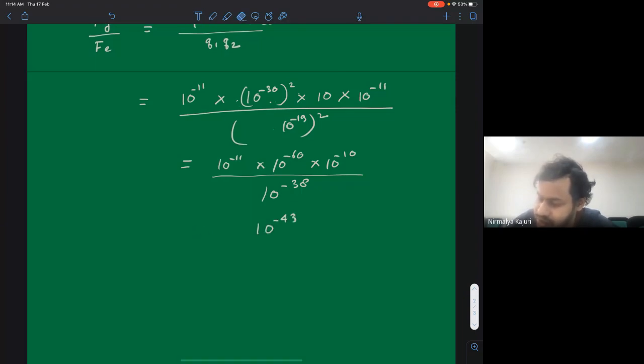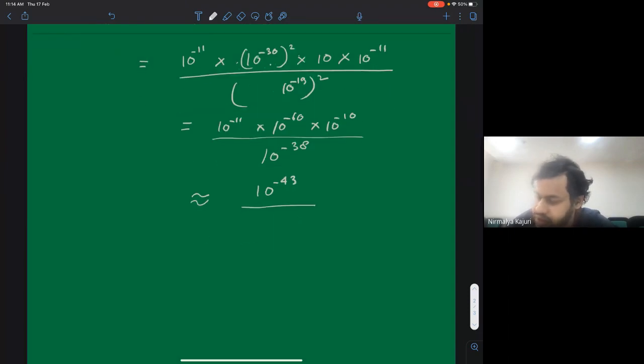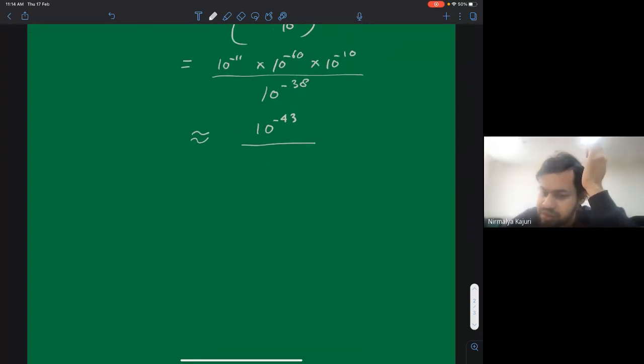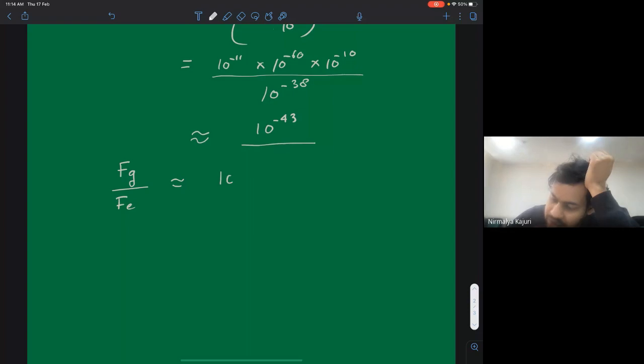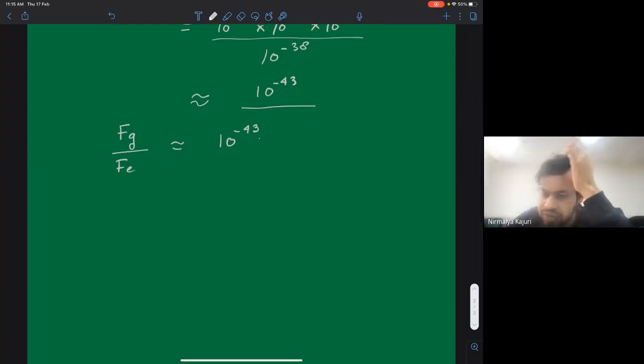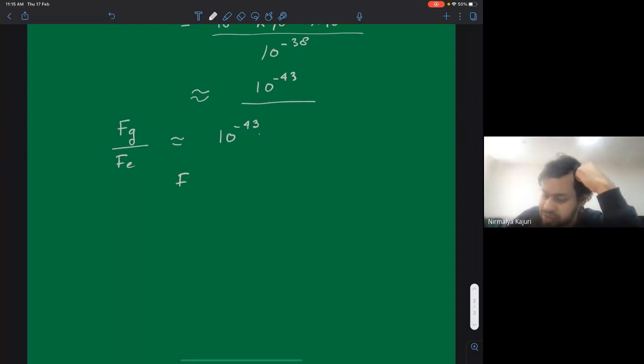This is an order of magnitude estimate. And this is roughly correct. I think the correct number is 2 point something into 10 to the power minus 43. So we got a pretty good estimate here. And so this tells us that the force of gravity is much, much smaller than the force of electrodynamics. So gravity is very, very weak.